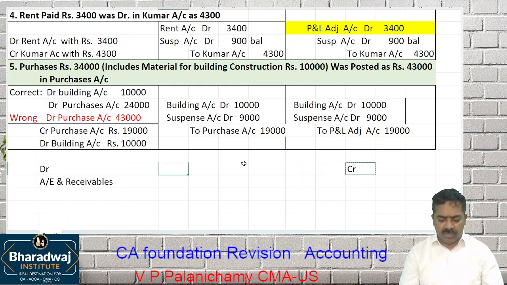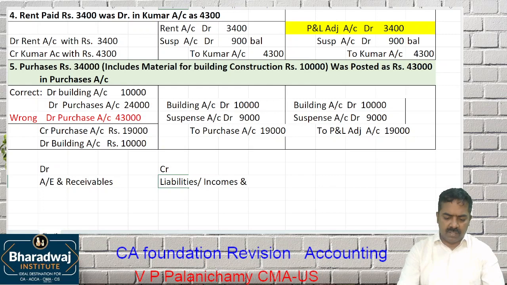In the credit side, what you will find? Liabilities, incomes, and payables. Payables means liabilities. Of course, it is better to use the word liabilities and incomes.